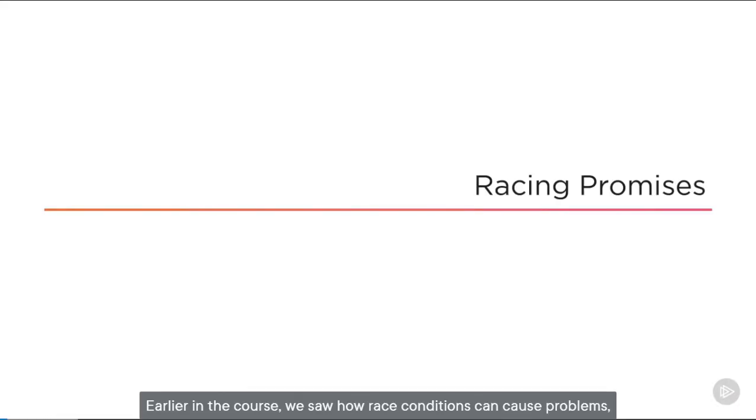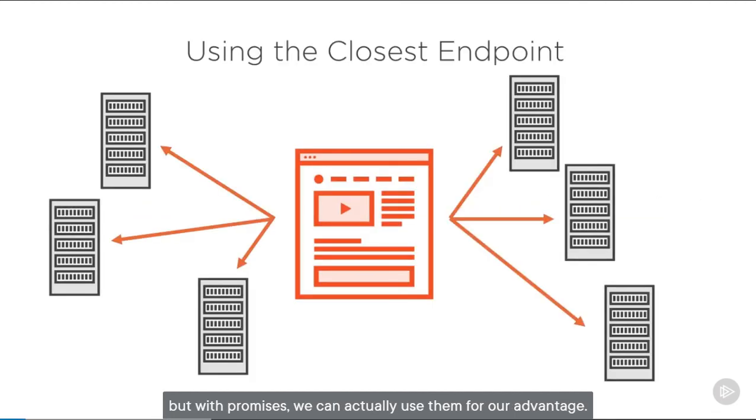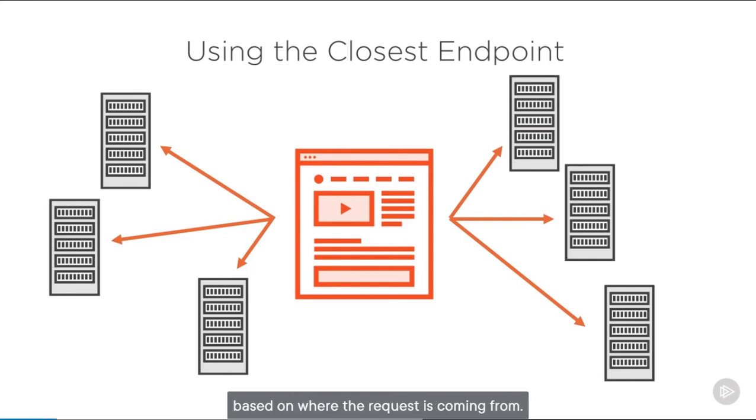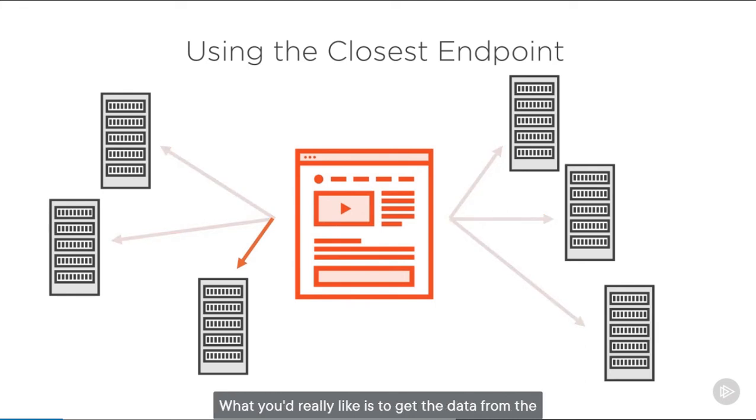Earlier in the course, we saw how race conditions can cause problems. But with promises, we can actually use them to our advantage. Imagine that you've got a few copies of your endpoint deployed, perhaps in some geographically diverse locations. The time to get data from these various endpoints can vary based on where the request is coming from. What you'd really like is to get the data from the endpoint that is fastest for you. You don't care which endpoint that is, so long as it's fast. Promises can help simplify this.